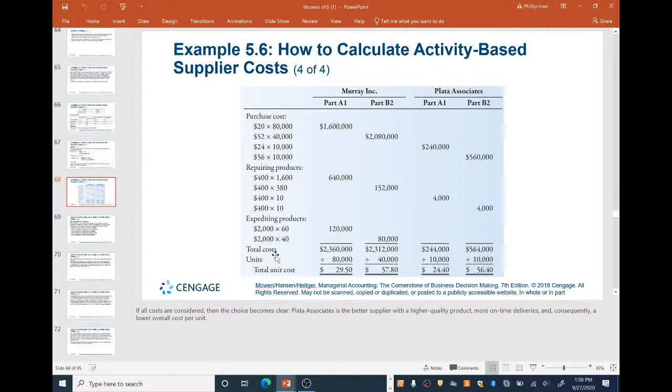So obviously, if all costs are going to be considered between these two companies, then it's a pretty clear choice between the two. Plata Associates is obviously going to be the better supplier. They're producing a higher quality product that they're providing to us, and they have more on time deliveries as well. So Plata is definitely the better of the two suppliers.